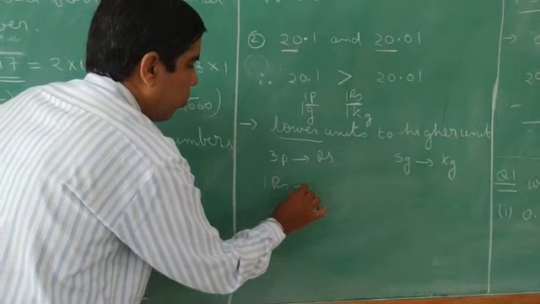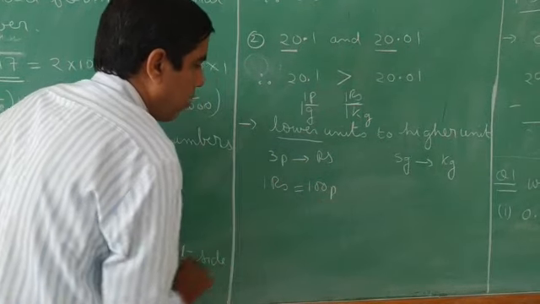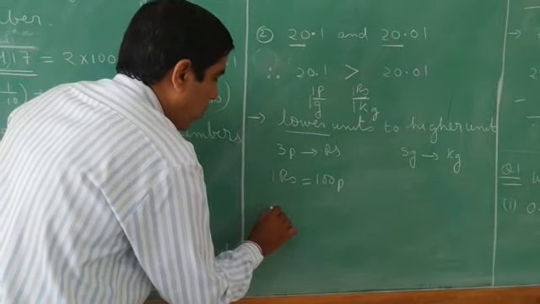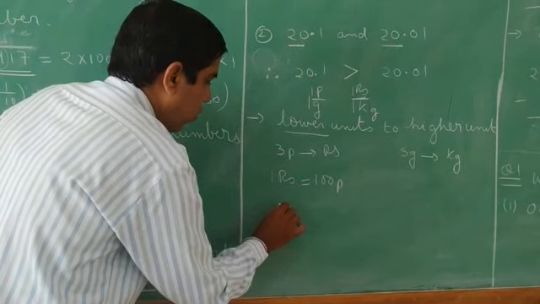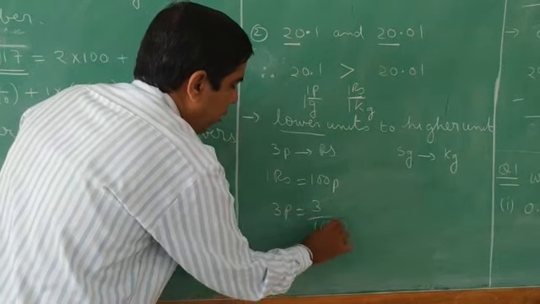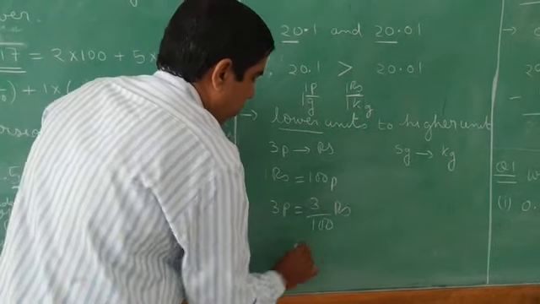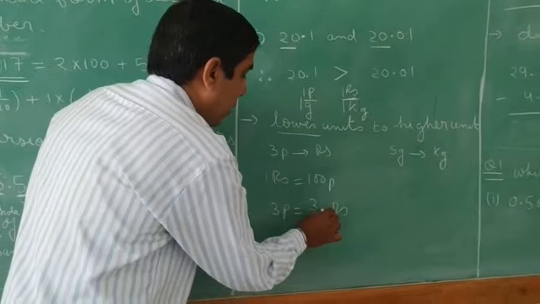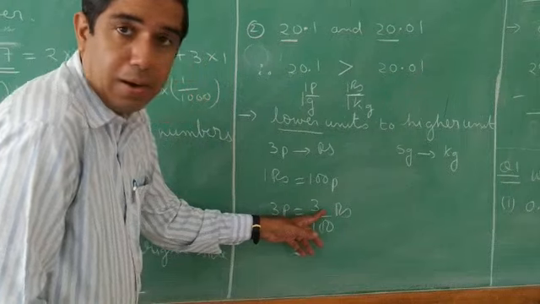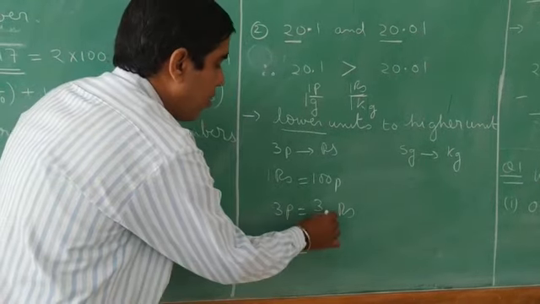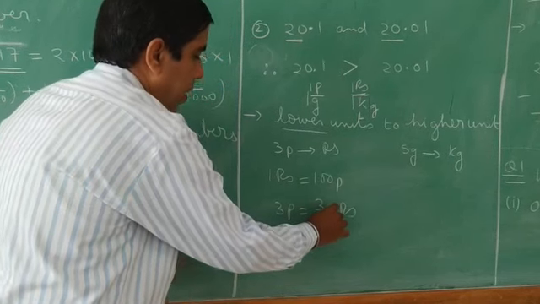We know 1 rupee is equal to 100 paisa. So what to do here? I want to convert this 3 paisa into rupees. So 3 paisa is equal to 3 upon 100 rupees. And you can see how to put the decimal here. If there is no decimal shown, it means the decimal is lying here, so I will shift the decimal to the left side.